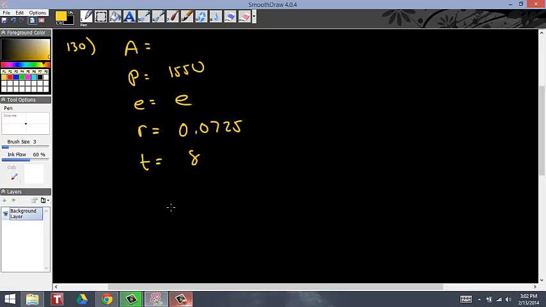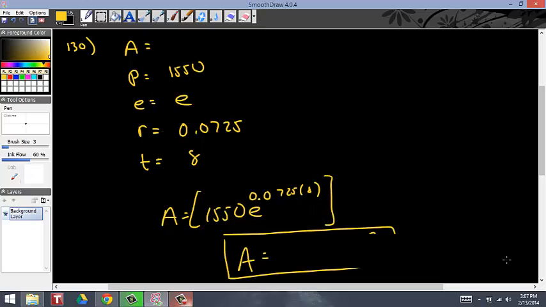How much money is Alyssa going to have after 8 years? T is 8. That's a no-brainer. A equals 1550 e to the 0.0725 times 8. Now people are like, wait a second, what am I solving for? You're solving for A. So people are thinking trying to move things to the other side. That's not right. A is already isolated, so now you just have to be smarter than your calculator and figure this out. Bam. All right? Cool.